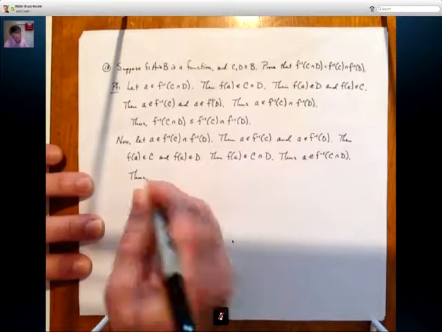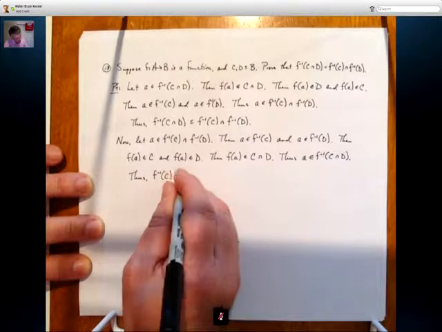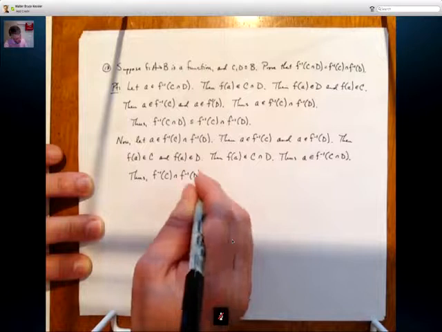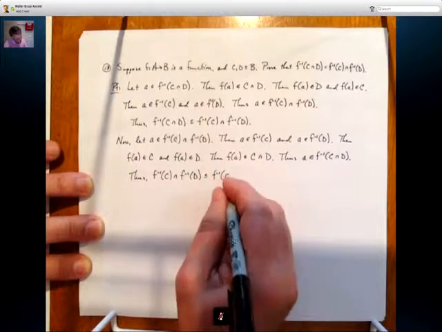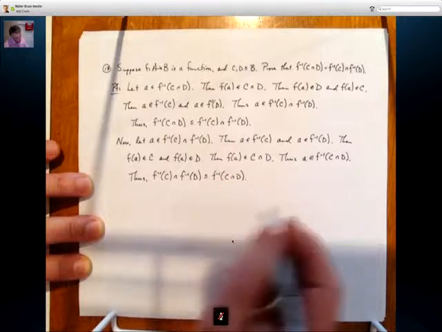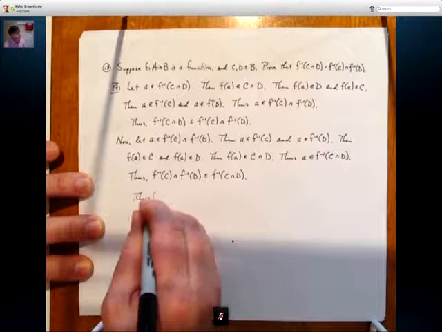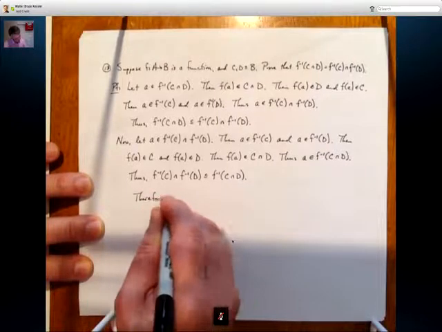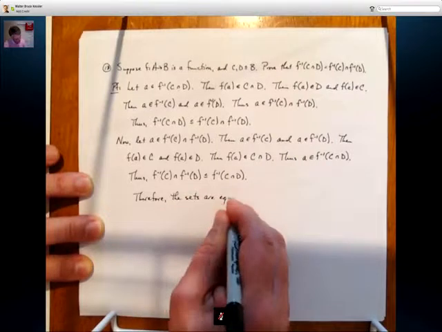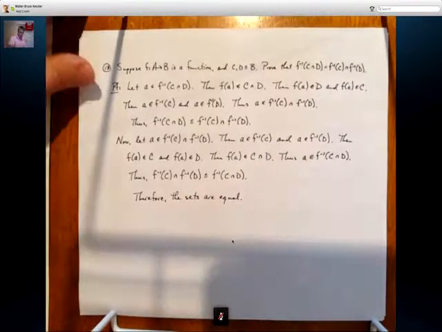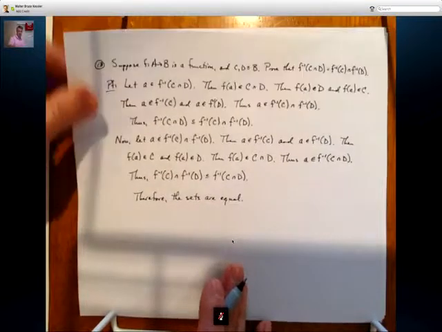So we start with something here, proved it's there. Thus, f inverse C intersect f inverse D is a subset of f inverse of C intersect D. We have double set inclusion, so therefore the sets are equal. Okay, which is what we're trying to show.